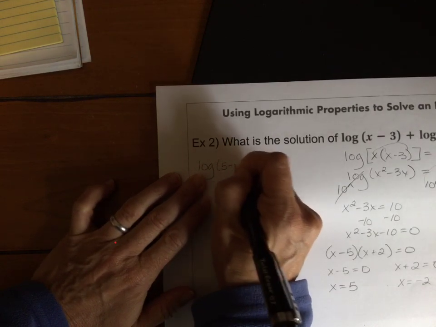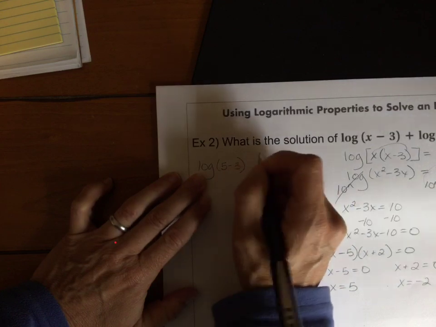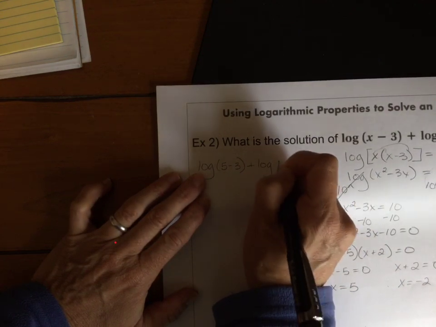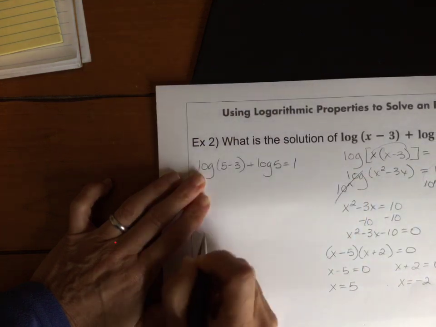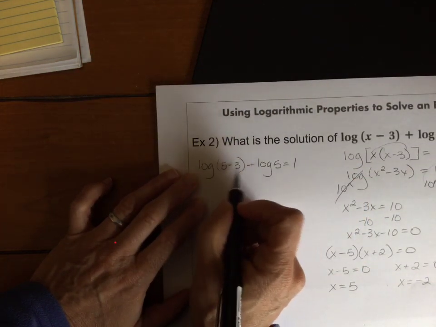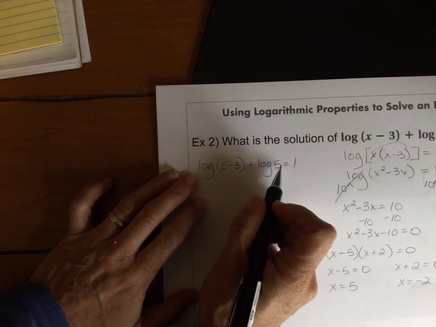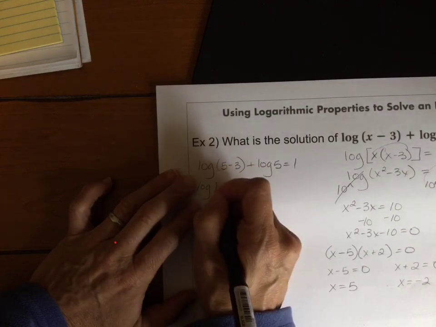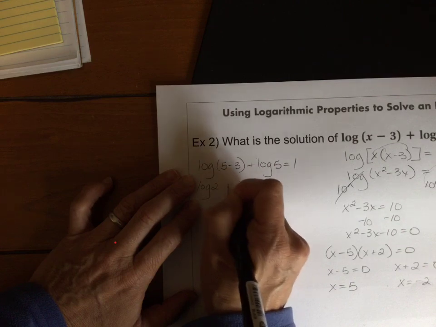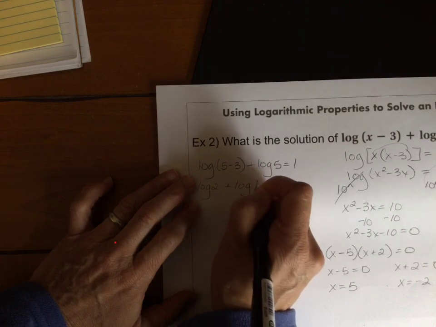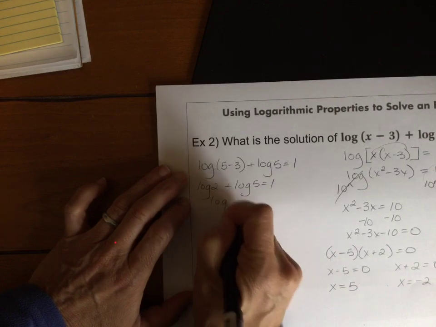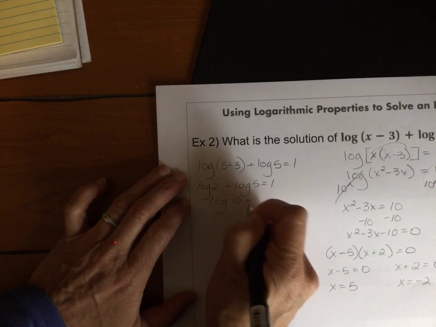So if I put 5 minus 3 in here using my x equals 5 and log of 5 equals 1, then I don't get any negatives when I do this. And I can check my work. I can go further. 5 minus 3 is 2. Log of 5 stays log of 5. This means multiplication, so I get log of 10 equals 1.